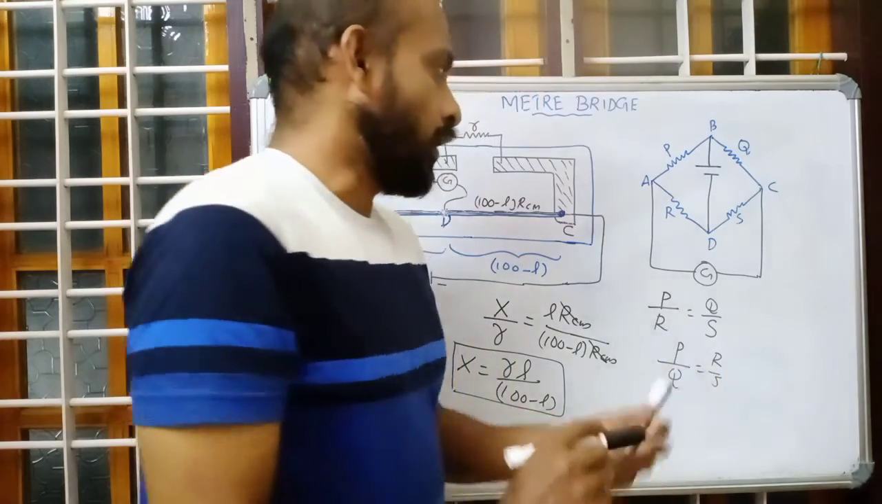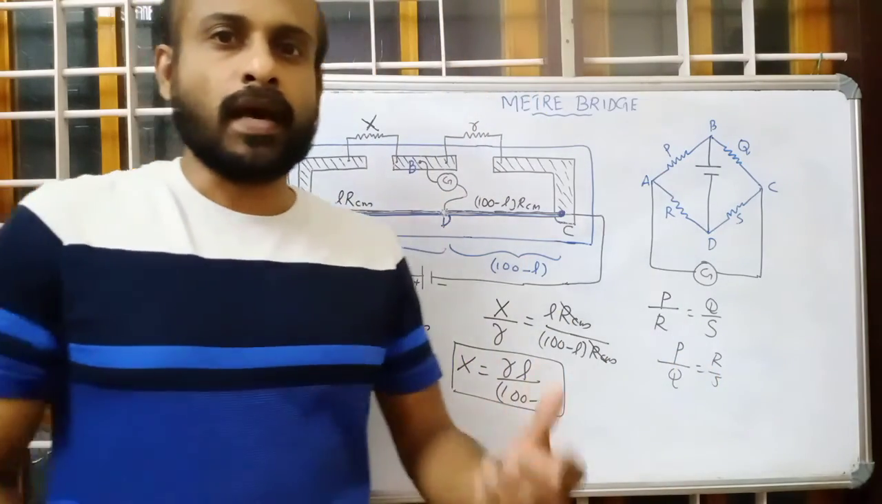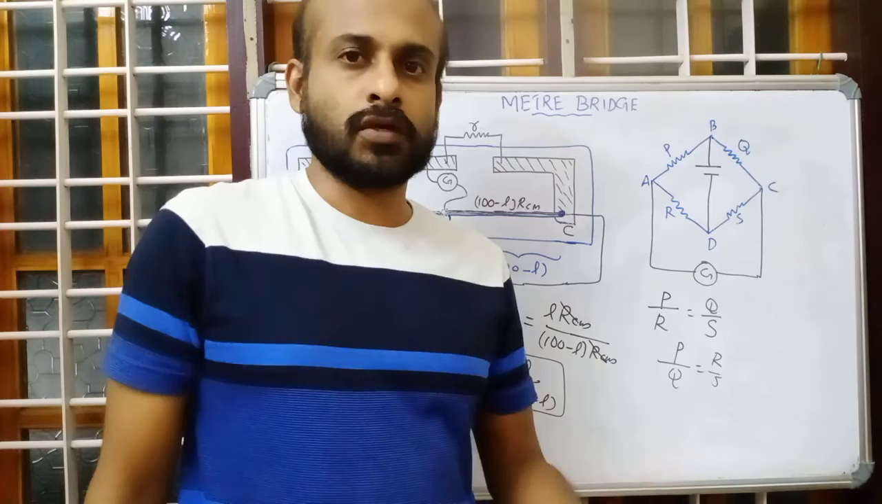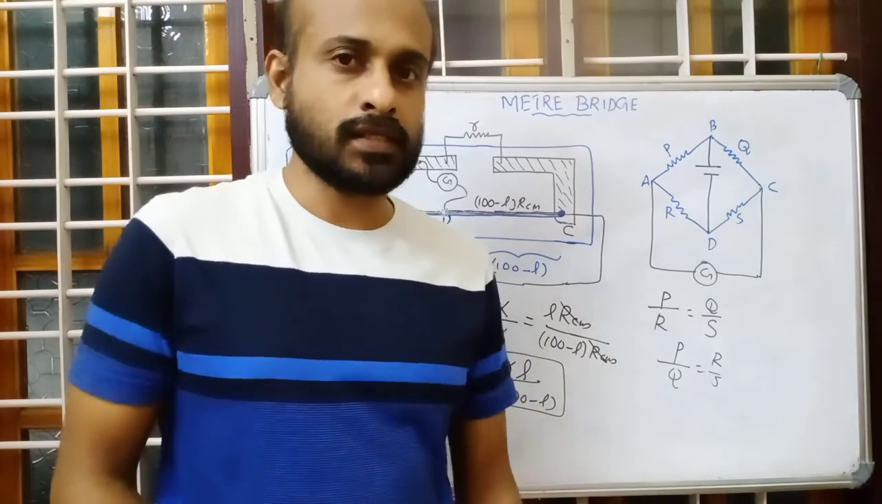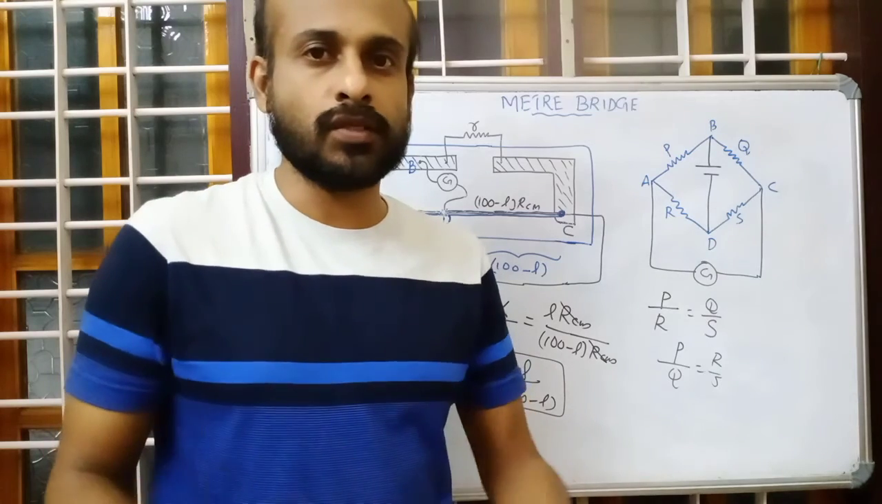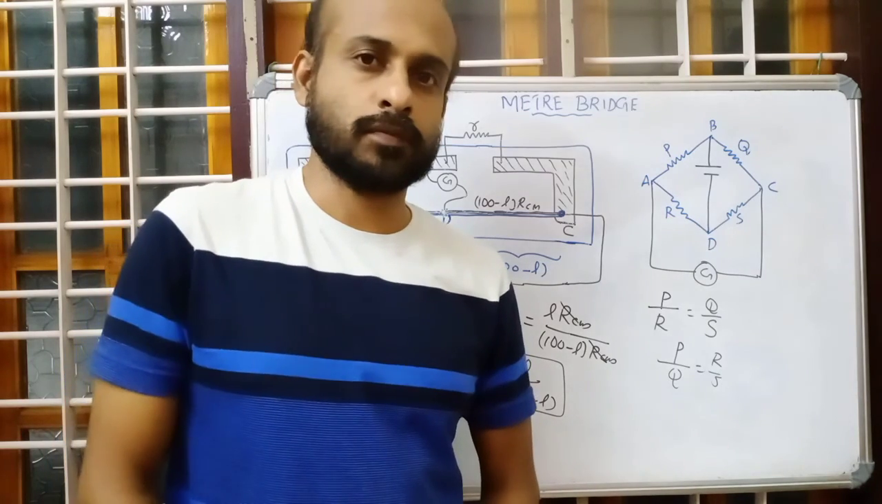So you have to understand the main point, that at the balancing condition we can interchange the positions of the galvanometer and the cell in a Wheatstone's bridge. There is no change in the reading of the galvanometer.